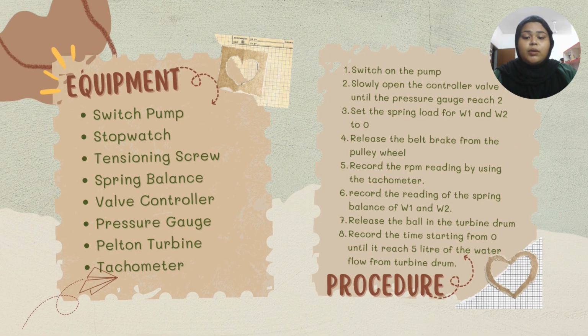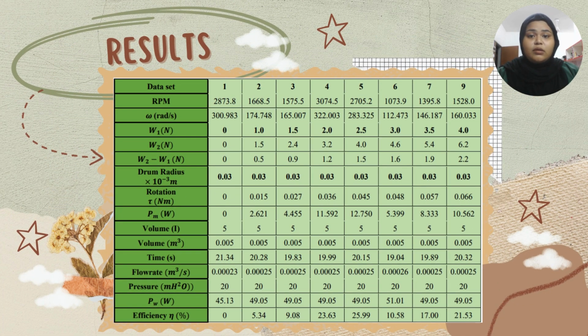Next, about equipment and procedure, I have listed out the equipment that we use for the Pelton turbine lab, and this is the procedure that we need to follow to complete the Pelton turbine lab. So this is our final result for this lab. We have 15 components that we need to find. We already have W1, drum radius, volume and pressure. And the others we need to find by the formulas given in the lab sheet.